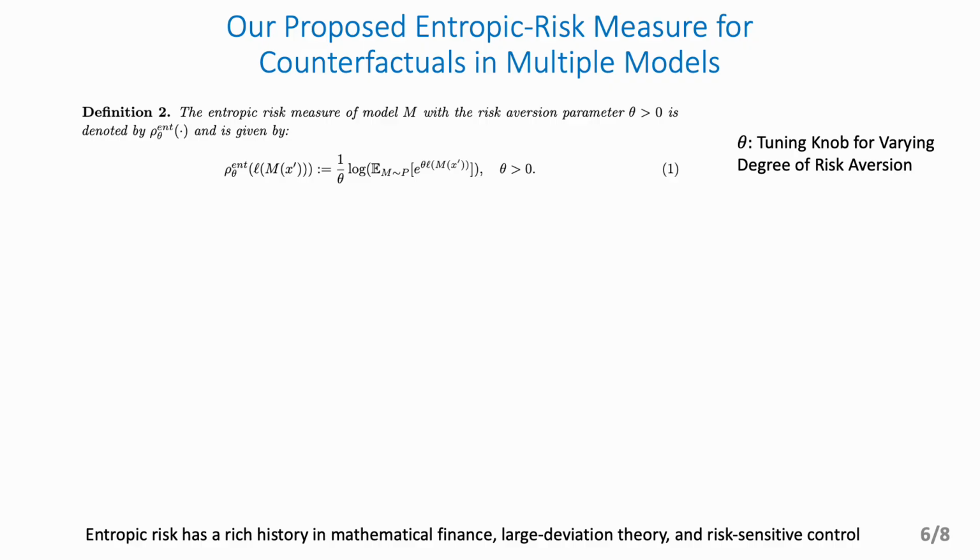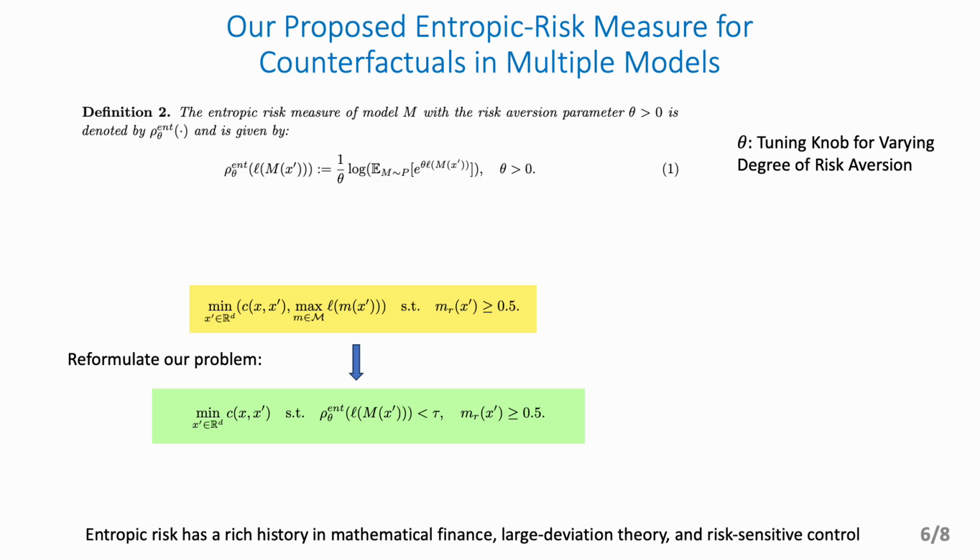This is how our proposed entropic risk measure looks like in this context. This measure has a tuning knob theta for varying the degree of risk aversion. The entropic risk measure allows us to reformulate our original optimization as follows. So instead of minimizing the worst case loss, we now minimize this entropic risk term and try to bring it below a certain constant tau.